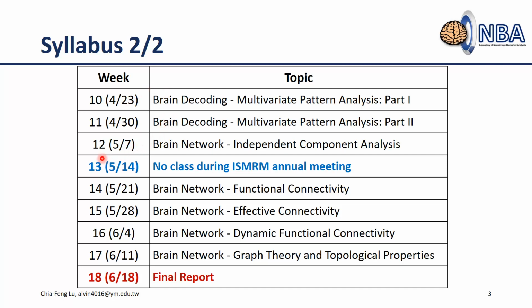And starting from the 12th week, I think May 7th, I will start talking about the brain network. Brain network is a general term. Actually, it involves functional connectivity, maybe effective connectivity, and even graph analysis or graph theory. It's a very huge topic. So we will expand this brain network topic into, I think, 5 weeks.